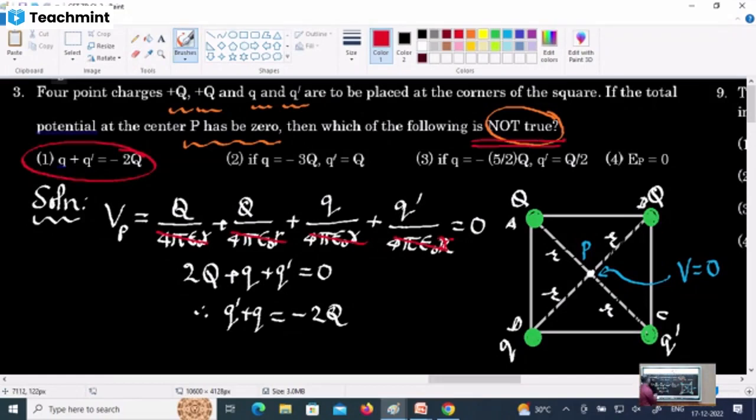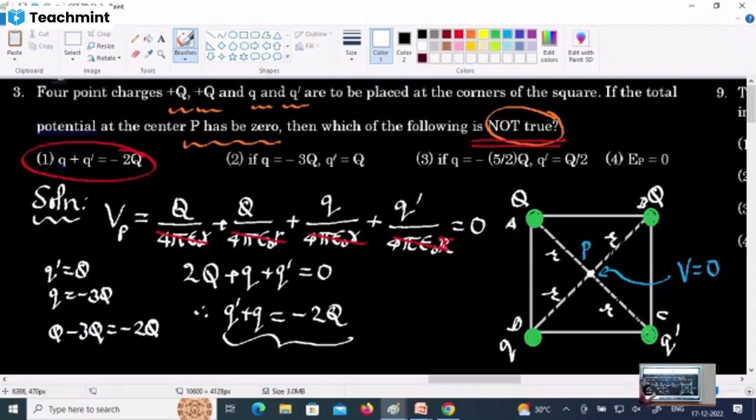The first statement is true. Then, if q is equal to minus 3Q, q dash is equal to capital Q. According to this expression, q dash plus q, that is capital Q minus 3Q, is equal to minus 2Q. Correct. This expression will be satisfied very easily, because for this choice of q and q dash, q plus q dash becomes minus 2Q. So that is absolutely correct.